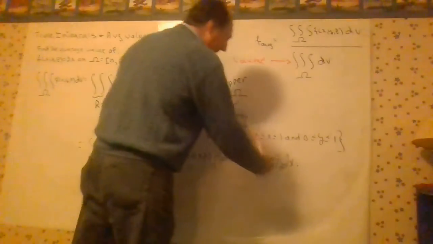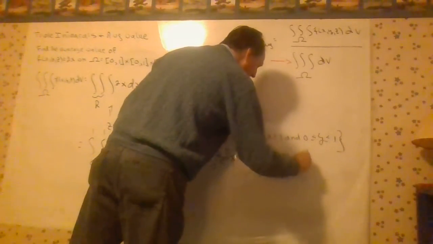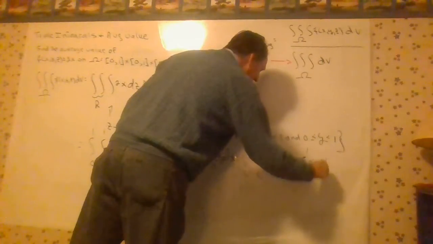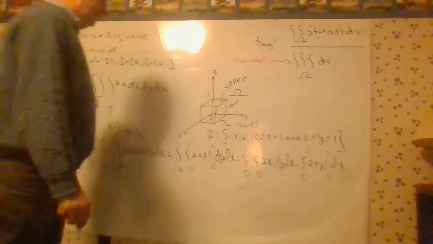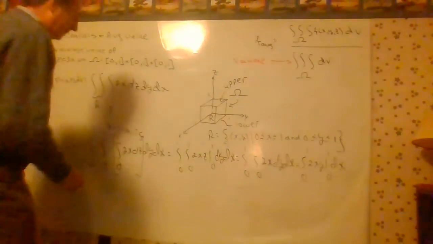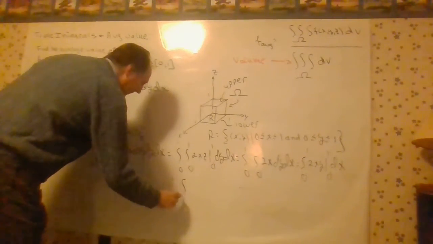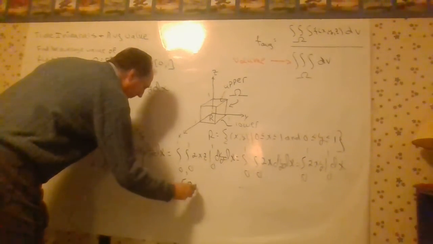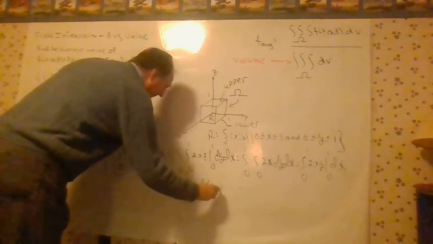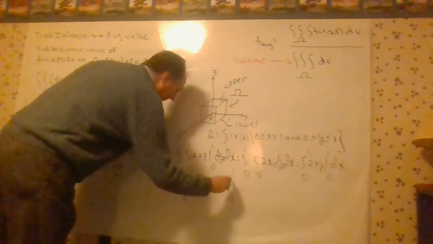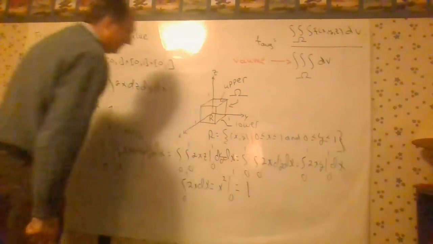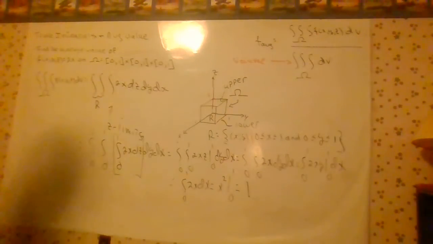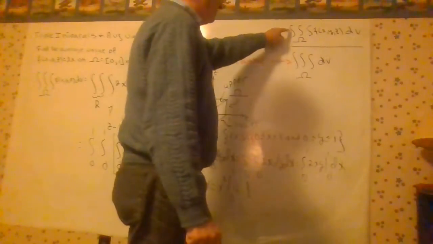And of course, integrating 2x dy gives us integral 0 to 1, 2xy from 0 to 1 dx. And we can substitute 1 and we get integral 0 to 1, 2x dx, which is x squared from 0 to 1, which ends up just being 1. So that's the numerator.